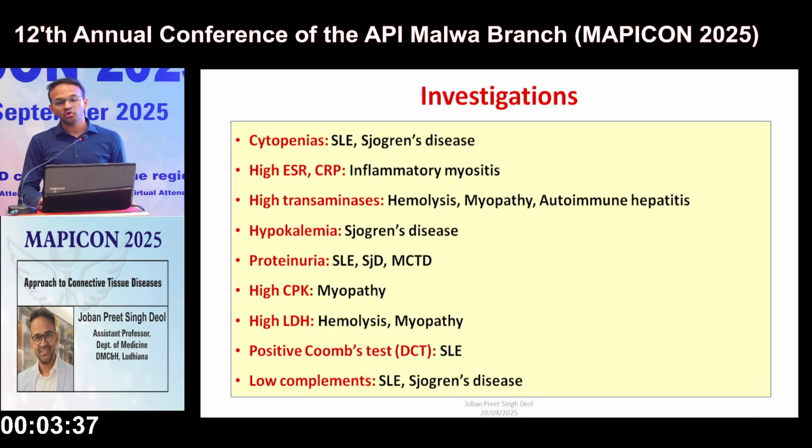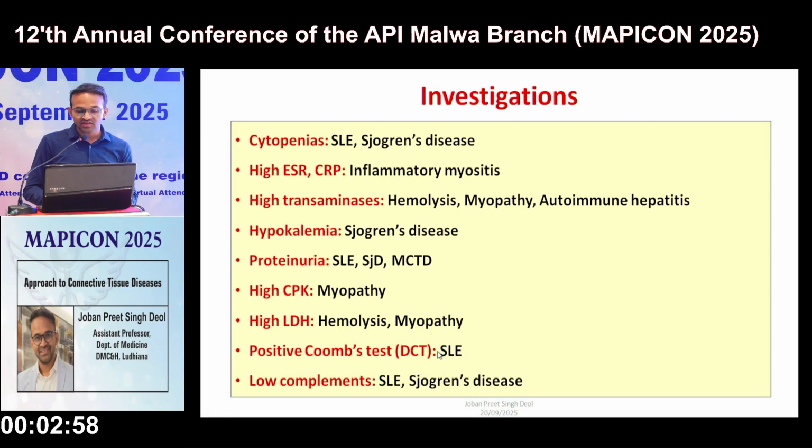Now going to the investigations, if you have suspected connective tissue disease in a patient, each investigation is of paramount importance. If somebody has cytopenias, say anemia, leukopenia, thrombocytopenia, you should think of SLE or Sjogren's disease. If inflammatory markers are raised, you should think of inflammatory myositis. If LFTs are deranged, if SGOT/SGPT is increased, you should think of hemolysis, myopathy, or autoimmune hepatitis. If there is hypokalemia, you should think of Sjogren's disease. Proteinuria is seen in SLE, Sjogren's, and MCTD. CPK muscle enzymes are raised in myopathy. LDH could be raised either in hemolysis or myopathy.